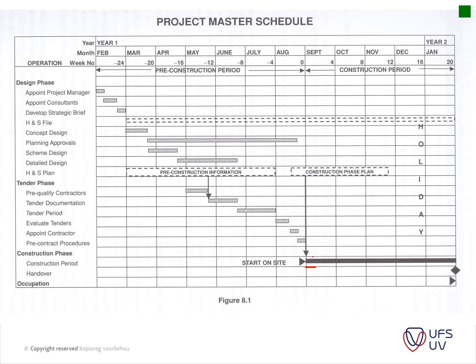So this is an example of that master program. So you will see what type of items are listed here. You've got the project manager, consultants, developer strategic brief, you have health and safety file, concept design. This is something that we will discuss later on. This is how it's supposed to work.